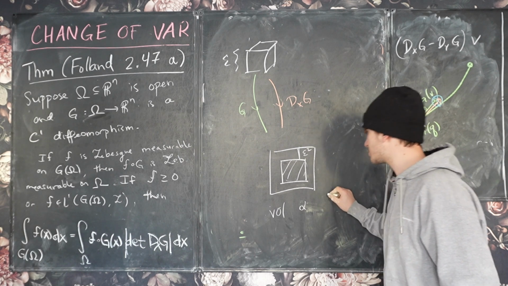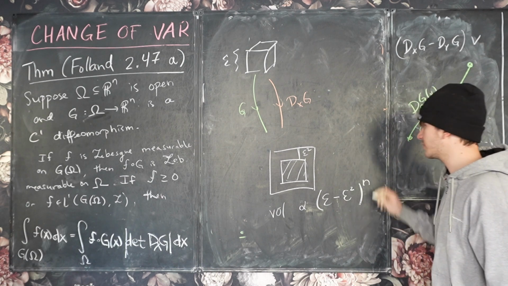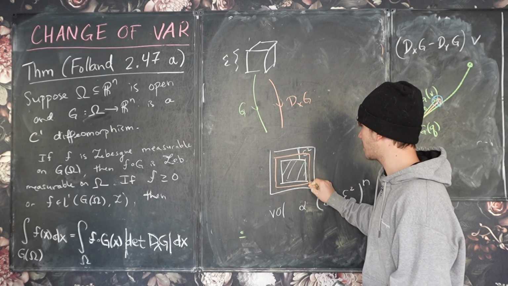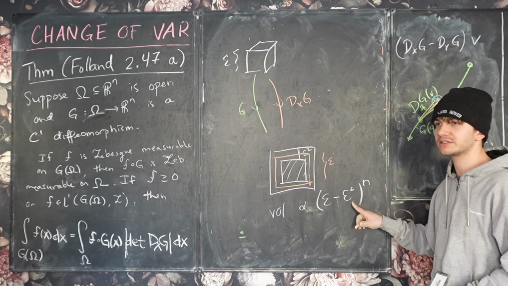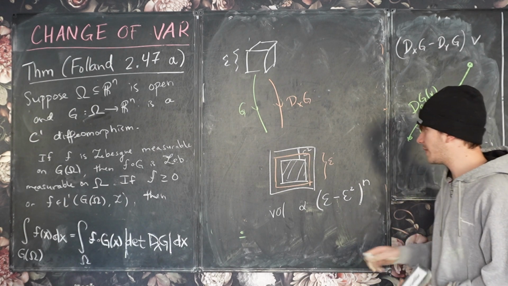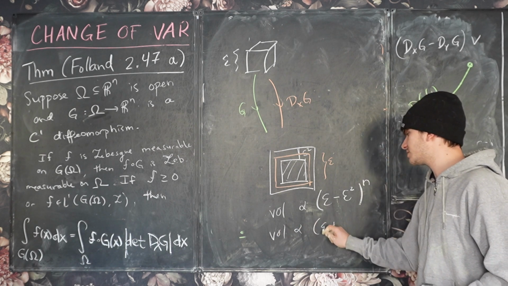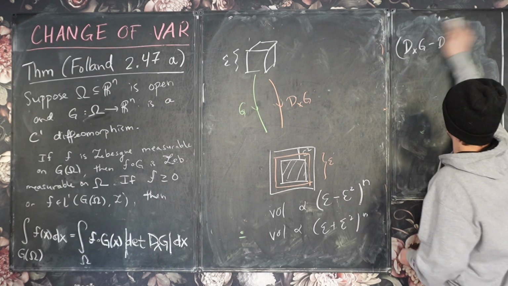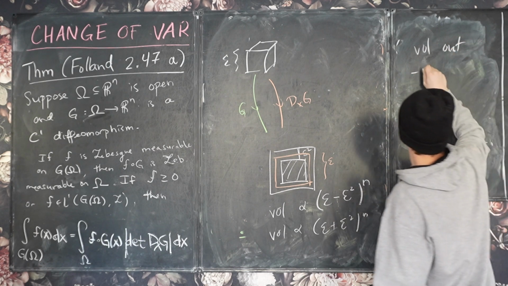So the inner parallelepiped is going to have a volume proportional to its radius, which is epsilon minus epsilon squared, to the n. We've taken the orange parallelepiped, which has side length of order epsilon. So the inner one has side length of order epsilon minus epsilon squared, and its volume is proportional to this to the power n. And the volume of the outer parallelepiped is proportional to epsilon plus epsilon squared to the n. So the error is going to be the volume of the outside minus the volume of the inside.